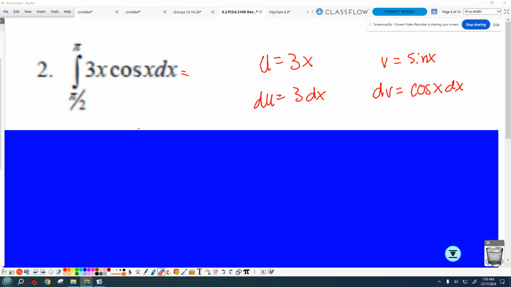Okay, but as it is, use substitution doesn't work, and I still have a product, so it is most likely integration by parts. And what was the acronym, Flynn, to remember how to choose the U value? LIPET.